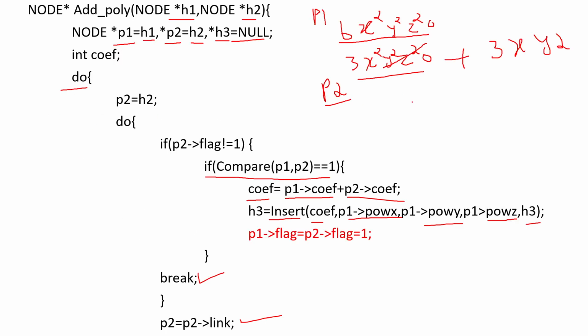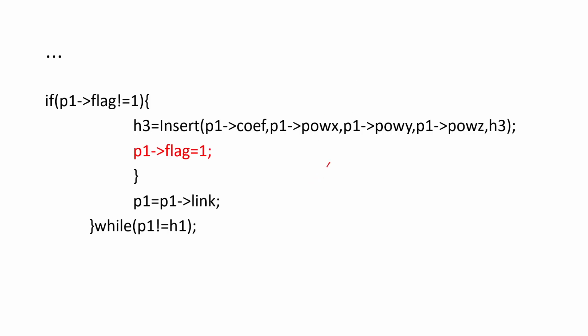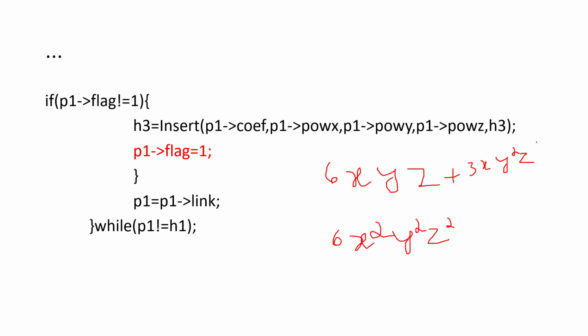Okay. After doing so, for example, in this case, 6x, y, z, and in the second polynomial, this is 6x square, y square, and z square. Let there be one more term here also, 3x, y square, and z square. Right now, P1 is pointing to the first one, P2 is pointing to the first term of the second polynomial. Are they the same? No. So I reached the end because no other term is available.